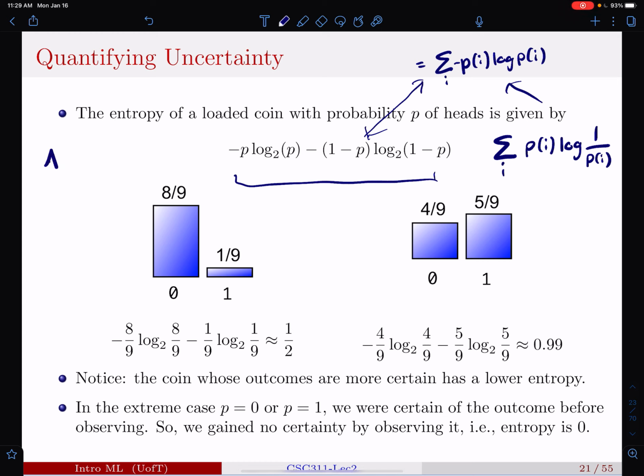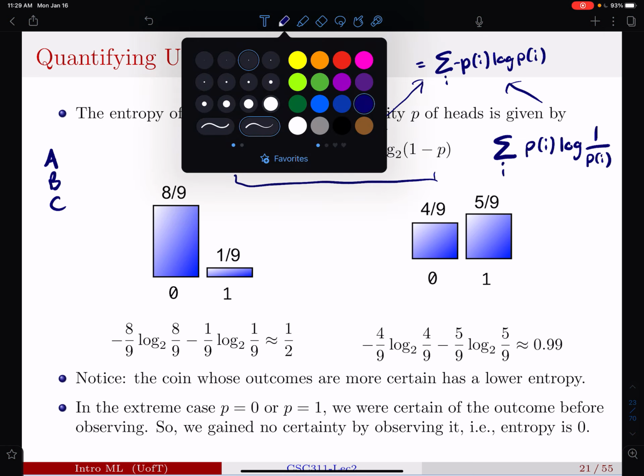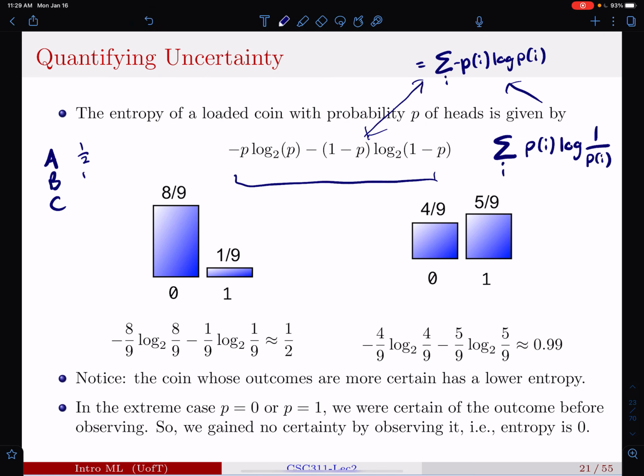So if we had A, B, and C, and let's say A shows up 1/2 of the time, B shows up 1/4 of the time, and C shows up 1/4 of the time, then this isn't super important for the context of this class, but it helps you understand why entropy is defined the way it is.